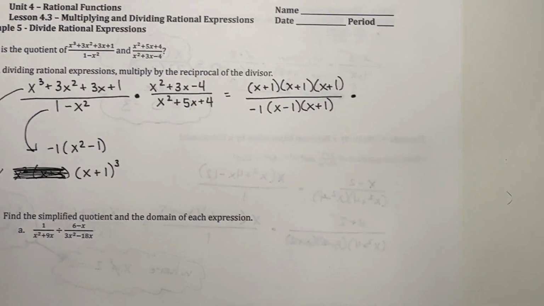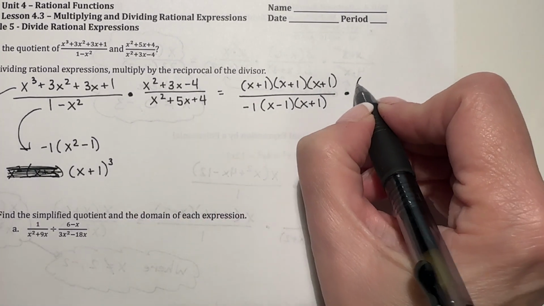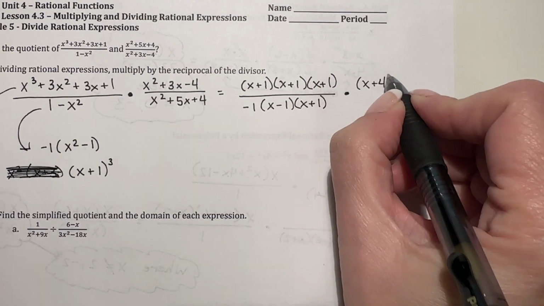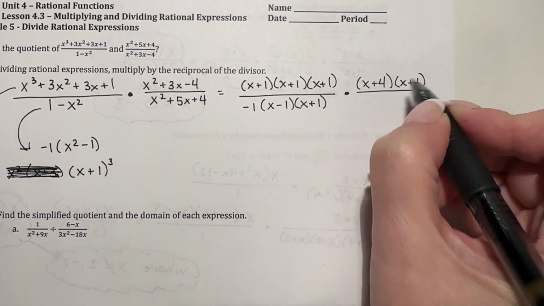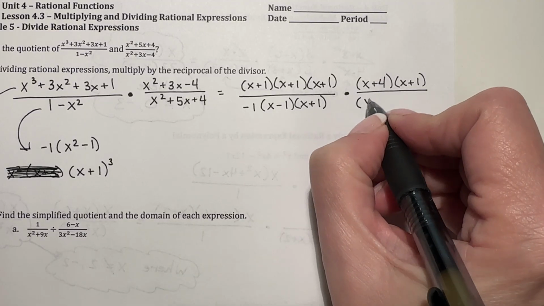Okay, going over here. The next two are pretty straightforward. Factors of -4 that add up to be 3. That's just going to be +4 and -1. Okay, going down here to the bottom. Factors of 4 that add up to be 5. That's 4 and 1.